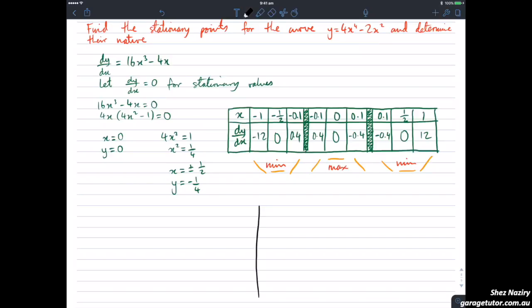So when I sketch this, now watch this. We have the points 0, 0. We have half and negative a quarter. So half, negative a quarter. I'm going to exaggerate it, obviously. And then we have negative half, negative a quarter, which is the same thing here. We can see that 0, 0 was a max. And then at negative half, we had a minimum. And then over here, we had a minimum as well. And look how it connects. You get a W, guys.